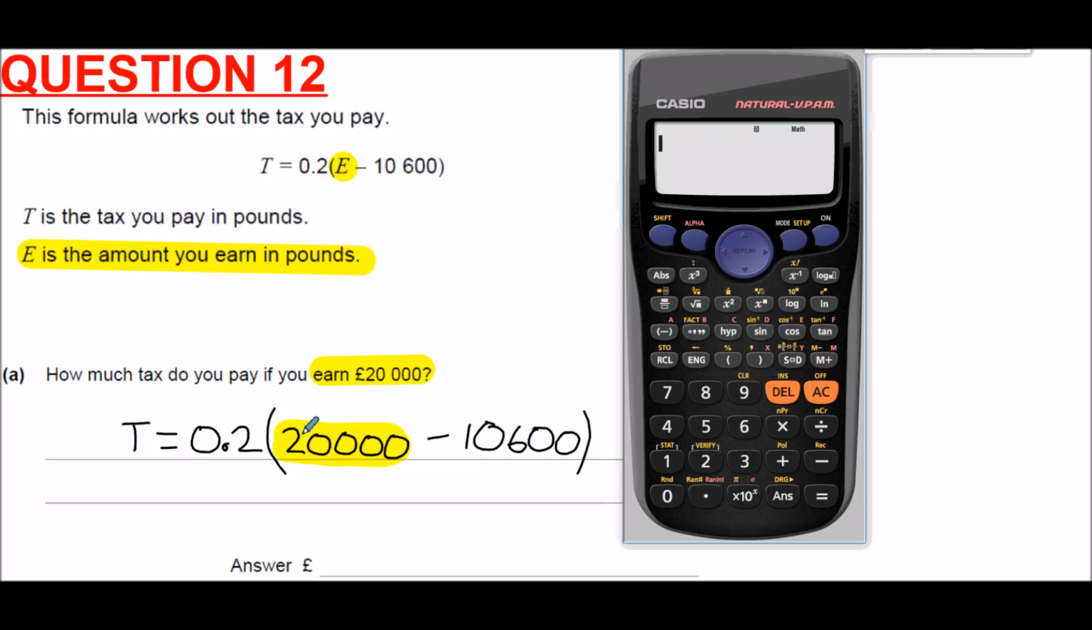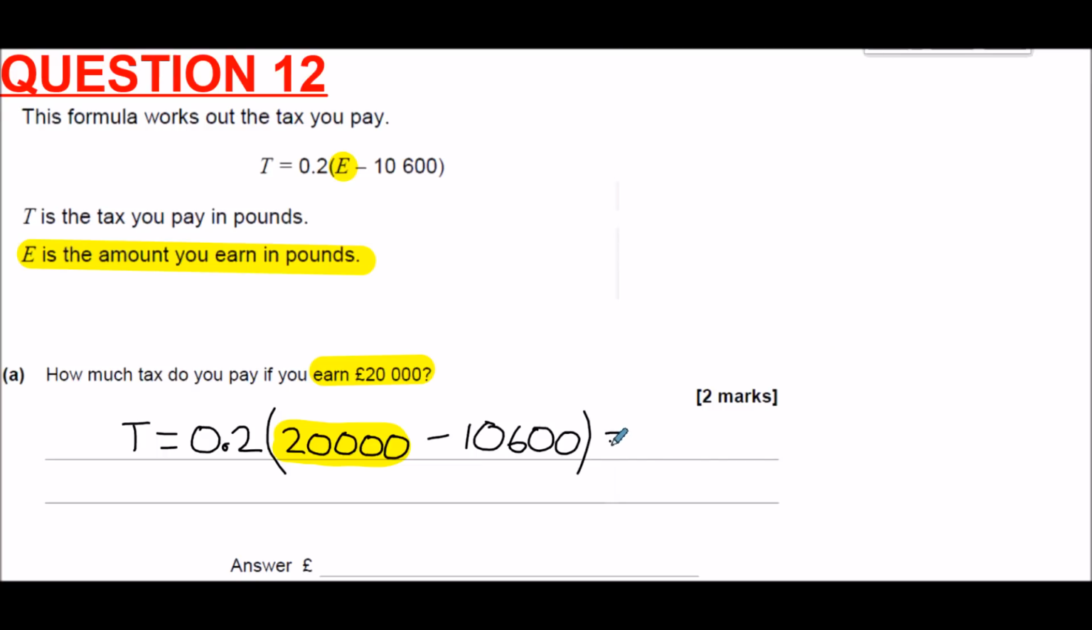What you can do is type it in exactly as it appears. So 0.2, open bracket, 20,000, too many zeros, minus 10600, close brackets. That tells us that you would pay £1,880 in tax. But the only thing we had to do there was just swap E for the value of E. We got 1,880.